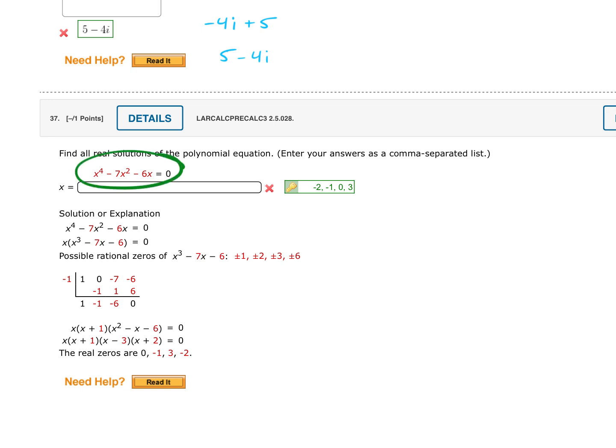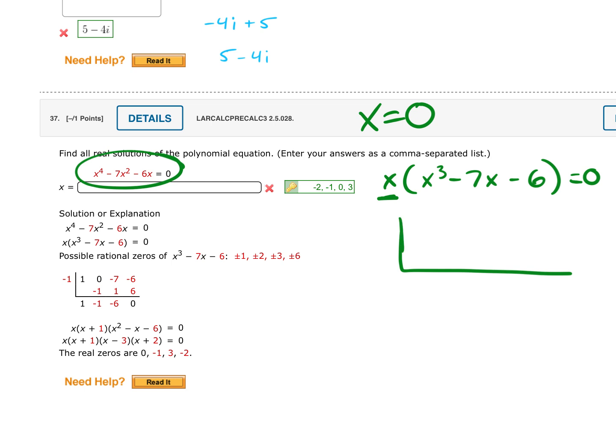37. First, we can start by taking out the x. We're left with x cubed minus 7x minus 6. So we know that one of our zeros is going to be 0 because we took out that x. X cubed minus 7x minus 6 doesn't factor, so we could use our last over first. So factors of the last over factors of the first. Factors of negative 6 would be plus or minus 1, 2, 3, and 6. Over factors of our first are just plus or minus 1.